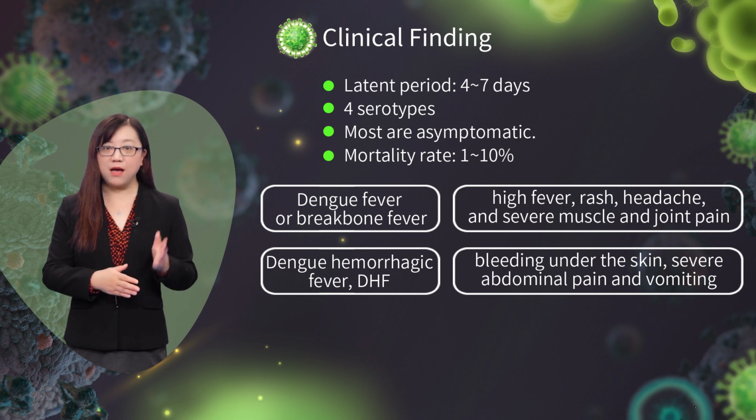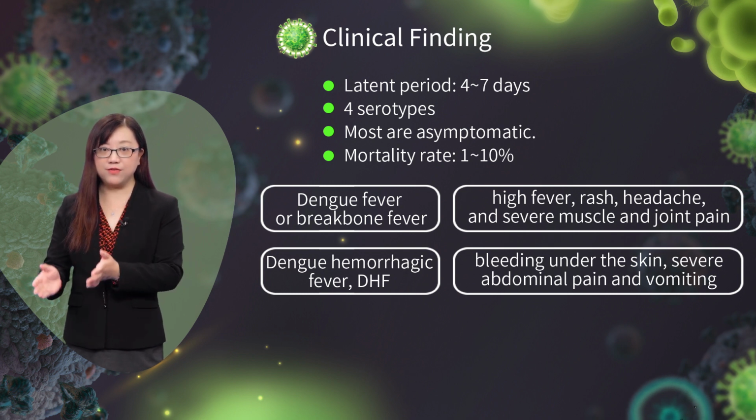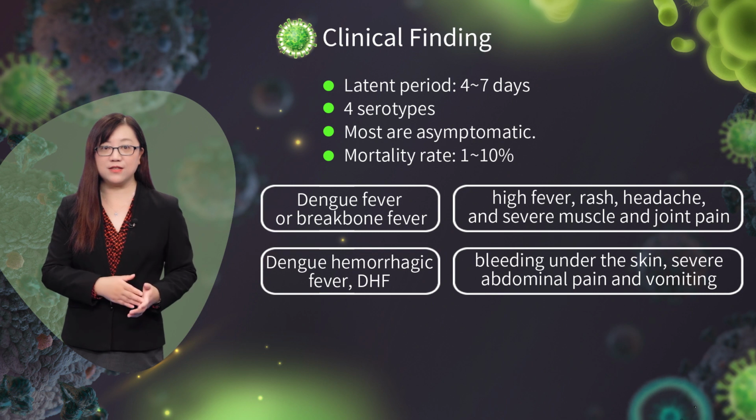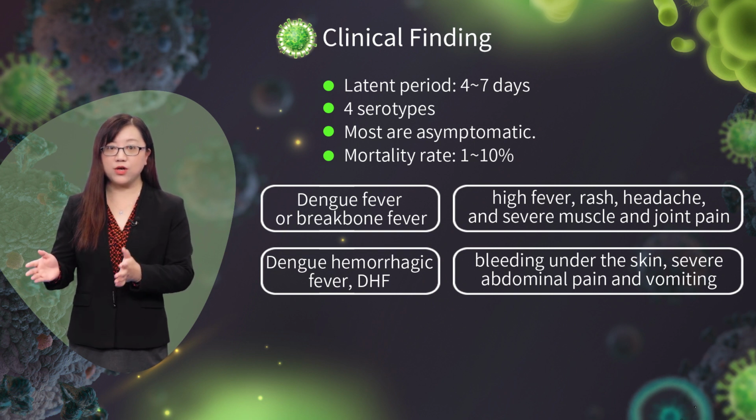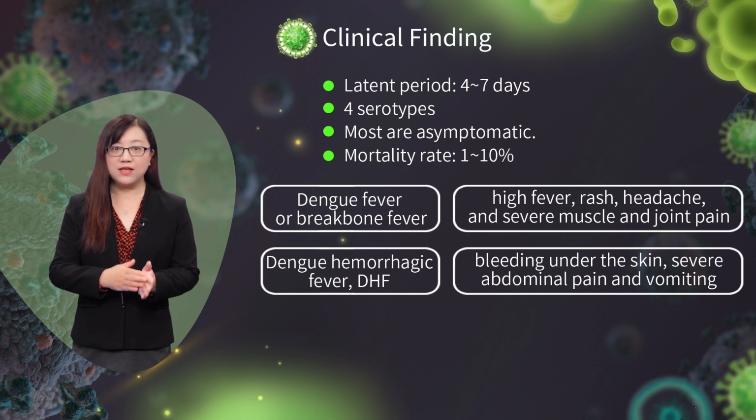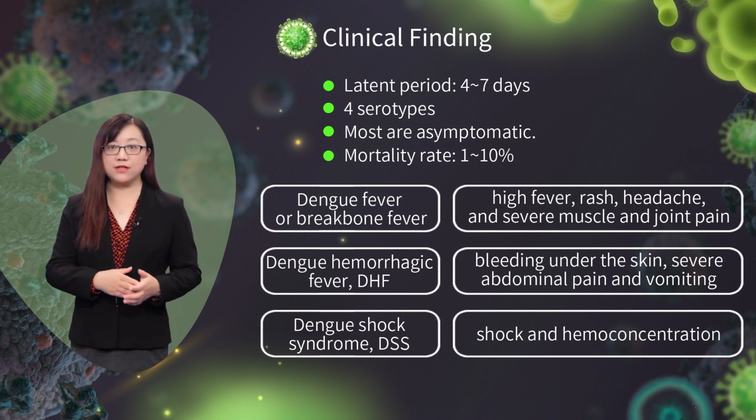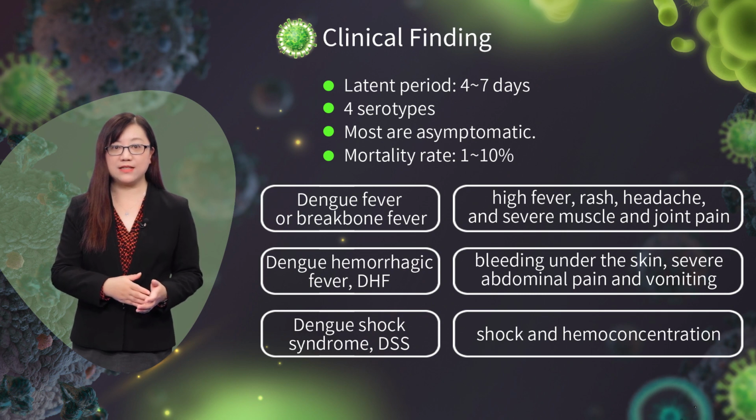In more severe cases, about 1%, the infected person may develop dengue hemorrhagic fever, DHF. Dengue hemorrhagic fever is a much more severe disease, with a fatality rate approaching 10%. However, with proper medical care, only 1% will eventually succumb. The initial symptoms are usually typical, but rapid deterioration ensues. Bleeding under the skin, severe abdominal pain, and vomiting will soon follow. Dengue hemorrhagic fever can lead to shock, which we call dengue shock syndrome, DSS.